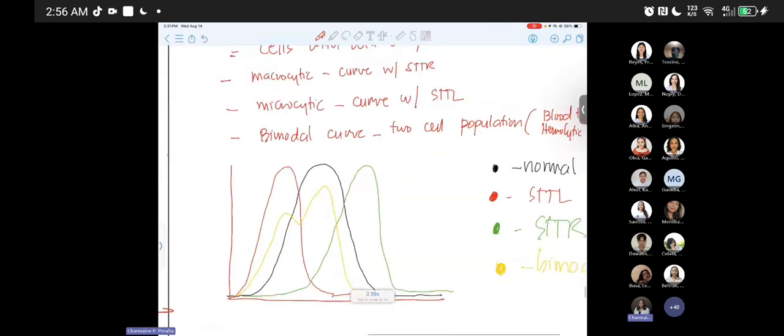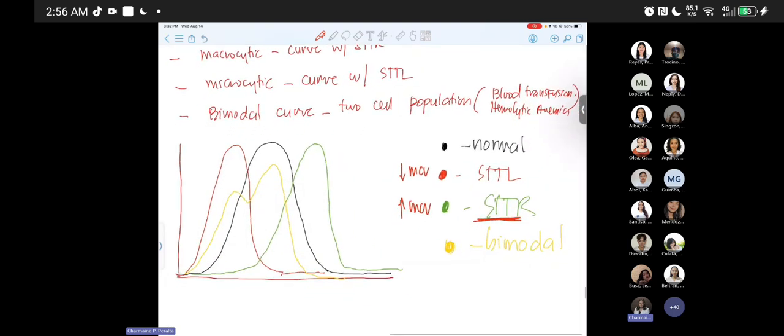So kapag macrocytic, nagkakaroon ng shift to the right. Shift to the right kapag macrocytic ang cells. Ibig sabihin, mataas ang MCV. So ito yung color green. Kapag shift to the left, microcytic ang RBCs, ibig sabihin, mababa ang MCV. Pag sinabing bimodal curve, presence of two RBC population.